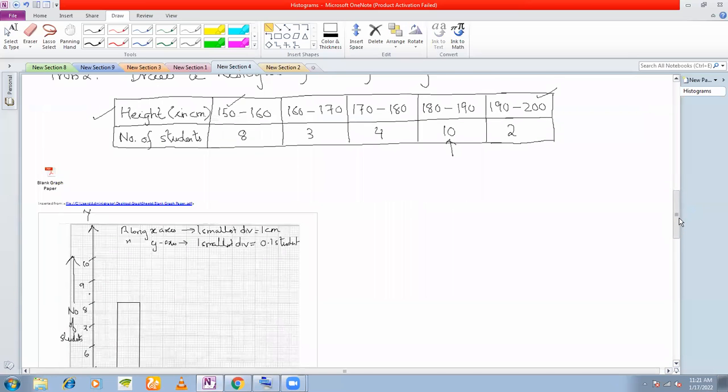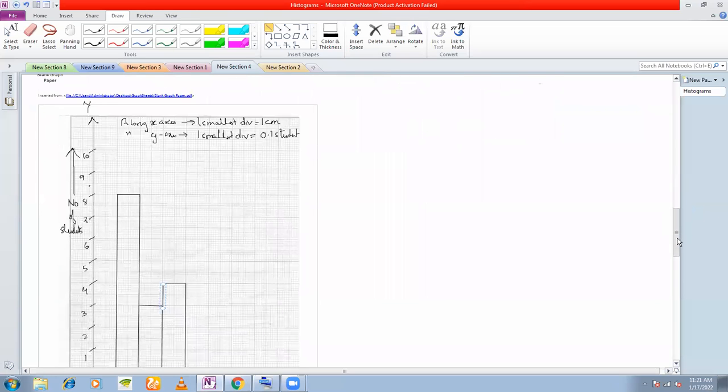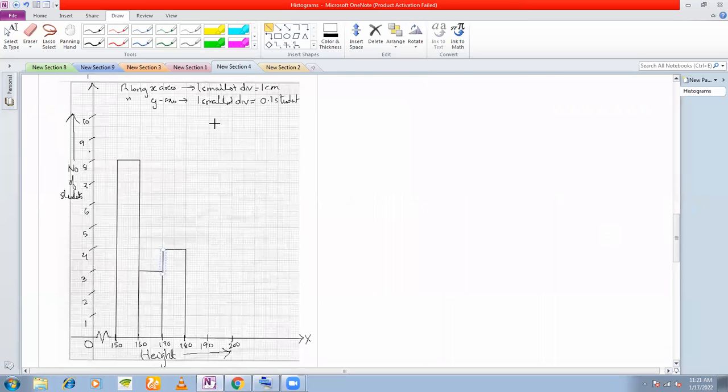Okay. Next is 180 to 190, frequency is 10. This is the highest one. This is the highest rectangle, or the highest tower. So this is our rectangle. Remember that the rectangles should always be overlapping. You must not draw separate rectangles. Rectangles must always be overlapping.